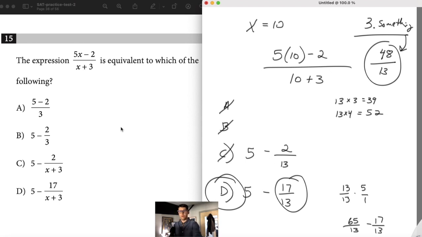So, okay, that's a really great example. Notice near the end of the test, this happens over and over and over again. Near the end of the test, you can pick numbers.